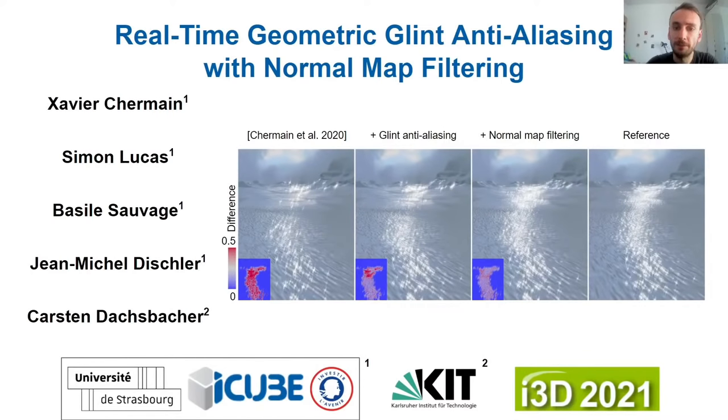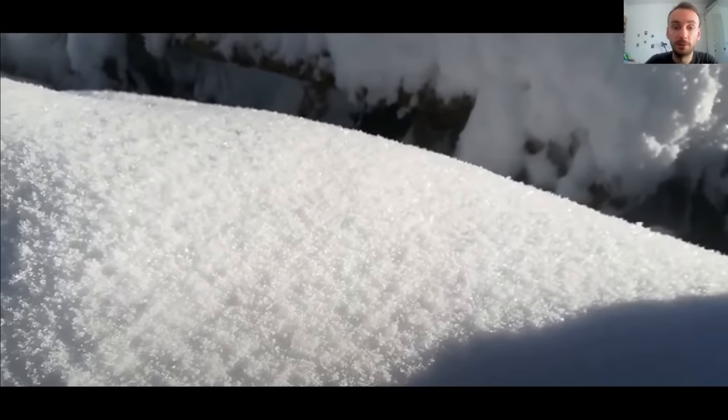Hi, I'm Xavier. I'm a postdoctoral researcher at the University of Strasbourg, and I'm going to present with Simon Lucas our work entitled Real-Time Geometric Glint Anti-Aliasing with Normal Map Filtering. This project was also realized with Basile Sauvage and Jean-Michel Dischler from the University of Strasbourg and with Carsten Dachsbacher from the Karlsruhe Institute of Technology. Our work is about glints.